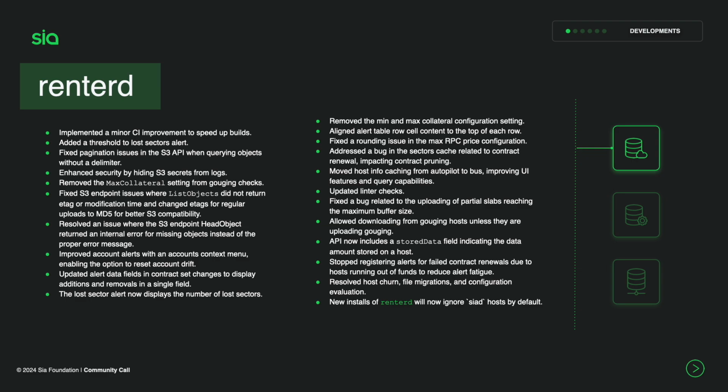So starting with Renterd, we have a lot to update you guys on. We've implemented a small CI improvement that speeds up our build process. We've added a threshold setting to the lost sectors alert for better monitoring. We've resolved the issue with the S3 API regarding pagination when querying objects without a delimiter, which previously affected our clone compatibility. We've enhanced security by hiding S3 secrets from logs. We've moved max collateral settings from gouging checks to streamline operations.